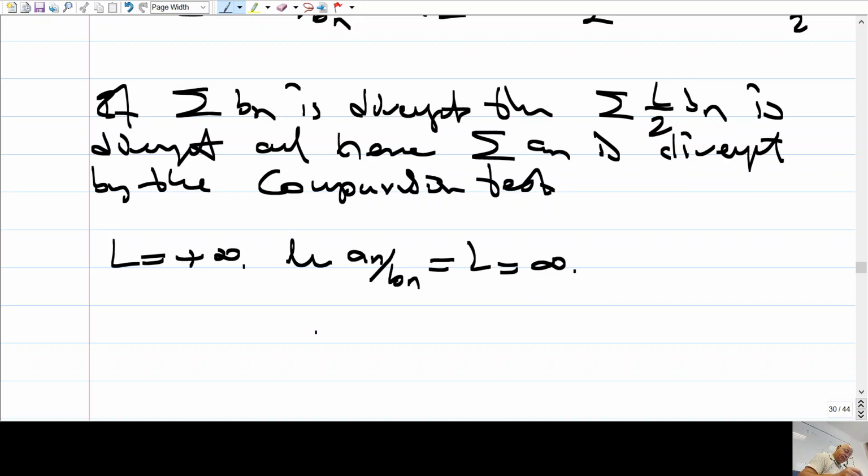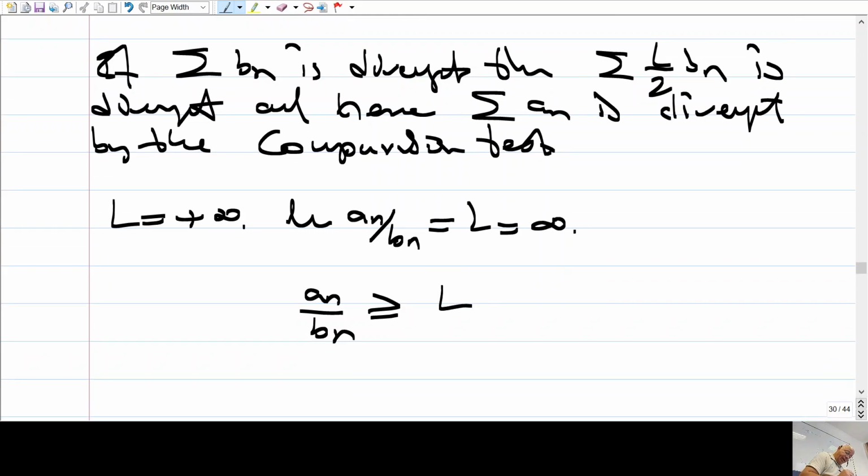So, okay, a_n over b_n is larger than any number we want, so it's larger than, let's say, 1. Multiply by b_n, and I get a_n larger than b_n, and since b_n is divergent, a_n will be divergent. So if this limit is equal to L and L is infinite, it means this ratio will be larger than 1 if n is big enough.